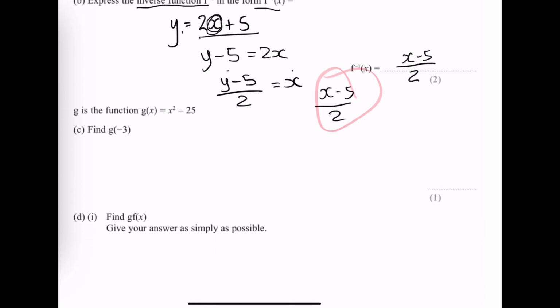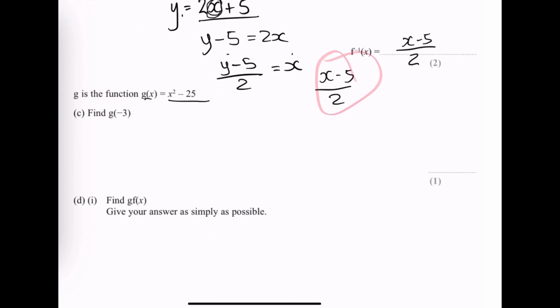Okay, so g is the function g(x) equals x squared minus 25. Find g(-3). This is the same as before. You just put minus 3 wherever you see the x. So (-3) squared minus 25. In the calculator, when you see minuses, always make sure you put the bracket or else it doesn't work, because minus 3 times minus 3 is actually 9. So you need to make sure you put the bracket so that it can work. So this will be 9 minus 25. The answer would be minus 16.